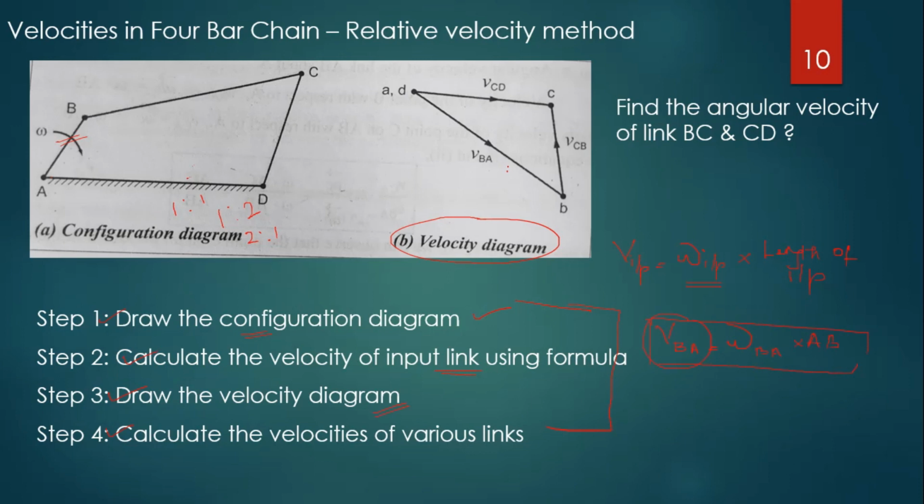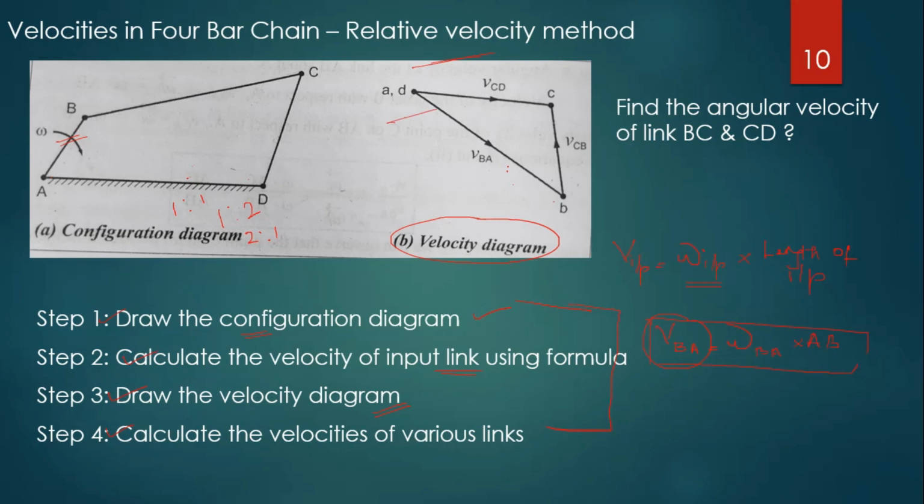Then draw the velocity diagram. This is the velocity diagram. So, by using the configuration diagram, draw the velocity diagram for the given mechanism by using this relative velocity method, which we will discuss with one example.